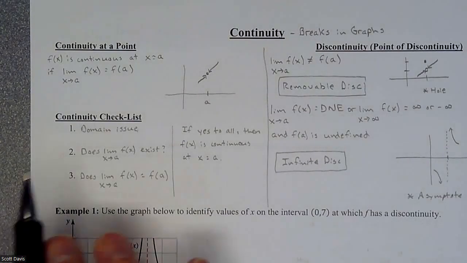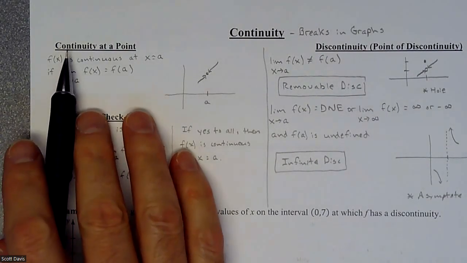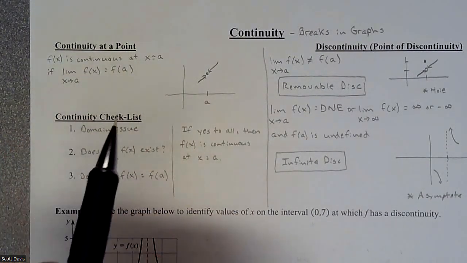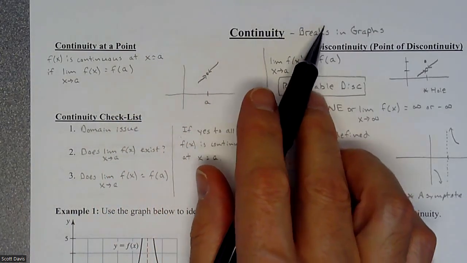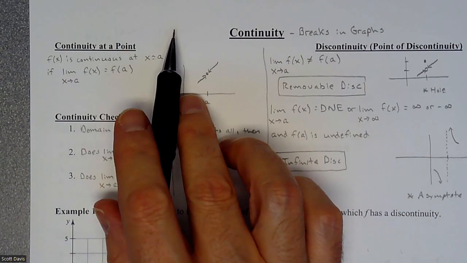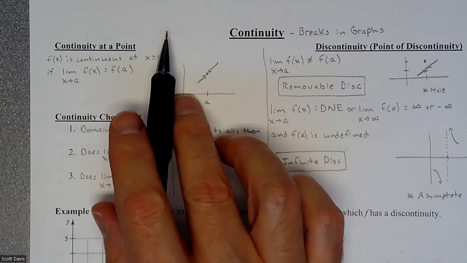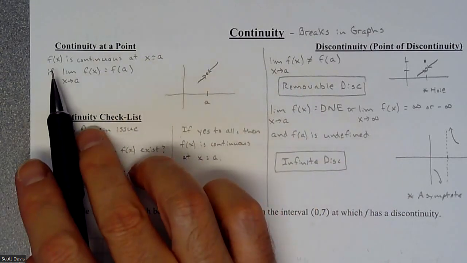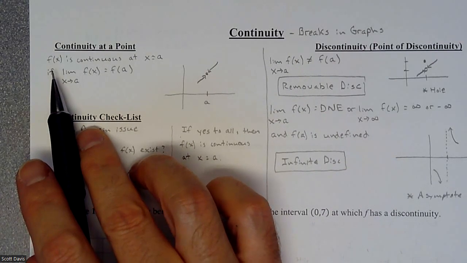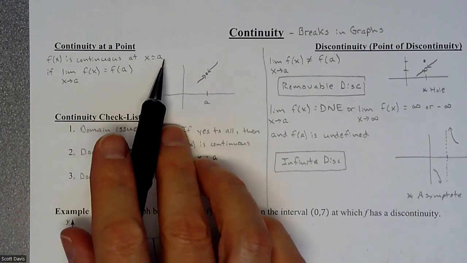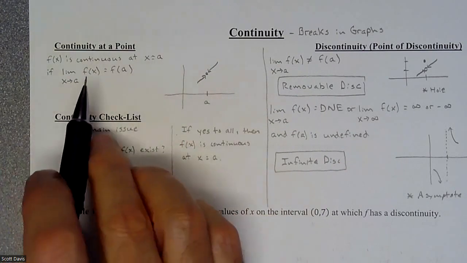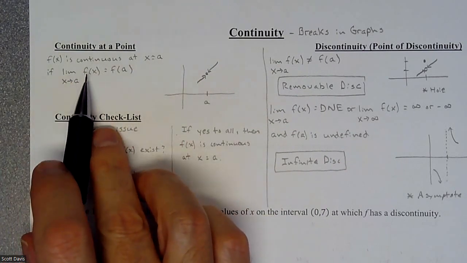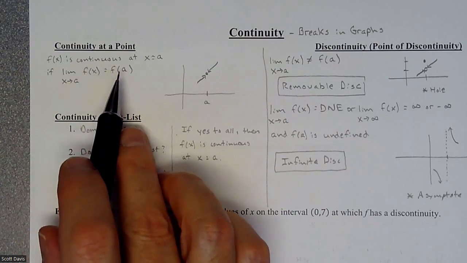But here's the idea, and here are some visual connections to it. I think of continuity as: if I draw something, do I have to pick up my pencil at any point? If I have a hole, then I have to pick up my pencil to create the hole, or an asymptote. So here's how it's defined: f of x is continuous at a particular point only if the limit exists and it equals the y value.